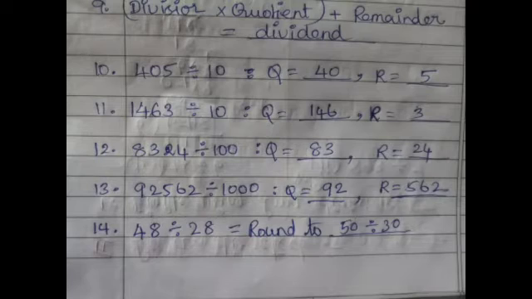Next, 14th sum, 48 divided by 28. So, round off numbers we also read. The first thing is 48 is rounded off nearest to 50. 28 is rounded off nearest to 30. So, 1 mark revision is over now. Similarly, you can try the remaining sums or go through the sums in the book also.